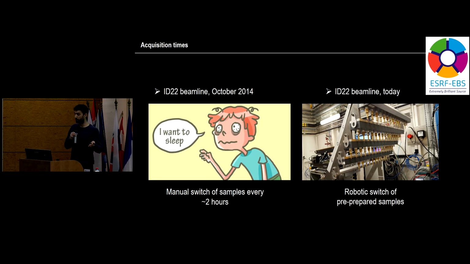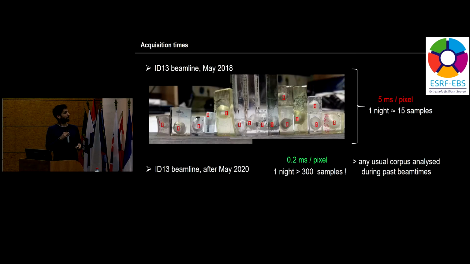Now at ID22, you have robotic switch of pre-prepared samples, which means that you can go to sleep. It's very nice. You can prepare all your samples, and then they will all be analyzed as follows. But, for example, in the case of crystalline mapping, this is something that changed as well.